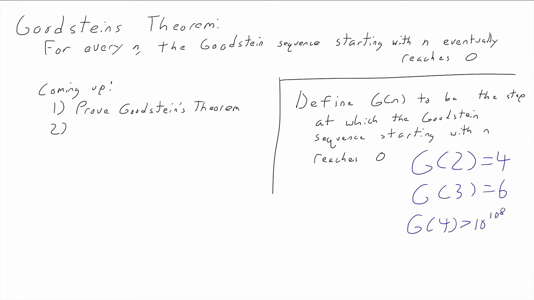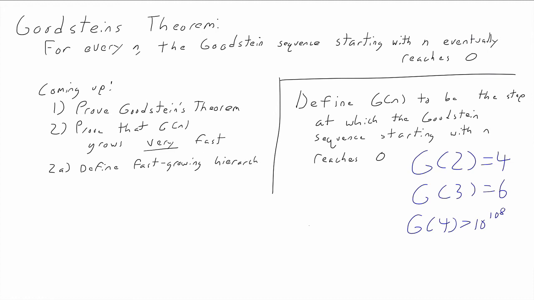It's well defined. And so the next thing we want to do is prove that this function G grows really, really fast. And to make this precise, we'll define a family of functions called the fast-growing functions. It'll actually take a little bit of work to define this family because they really do grow very, very fast. But what we'll prove is that this function G grows even faster, that G is faster than any of these fast-growing functions we're going to write down.